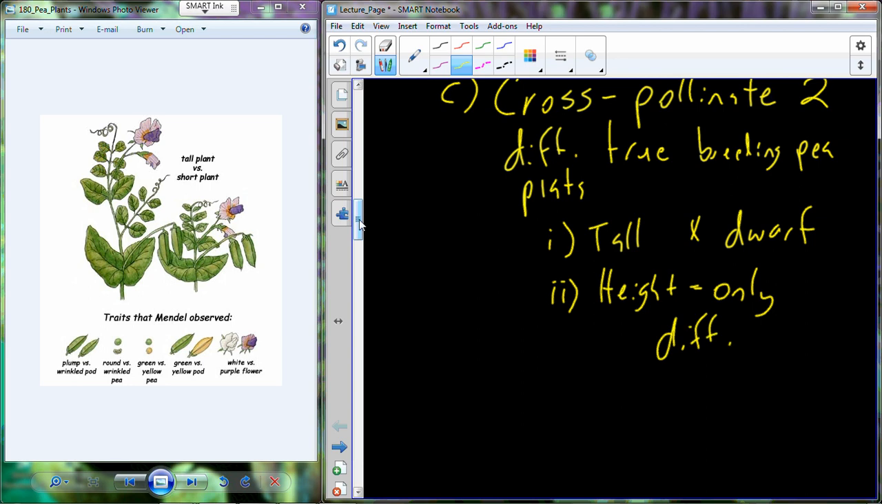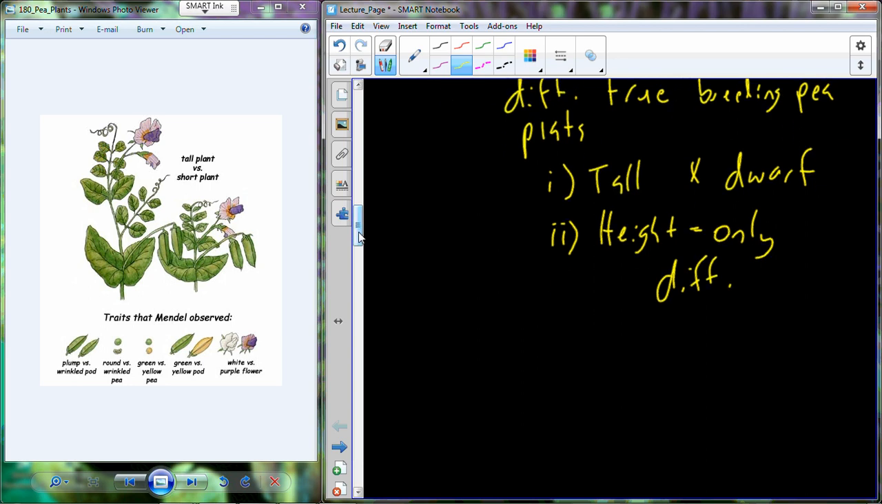So height was the only difference. So this cross-pollination was called hybridization. And the hybridization process would start out by emasculating one of the parents. Remember that plants have both the male and the female sex organs. And so one of these plants, tall or short, would be emasculated.